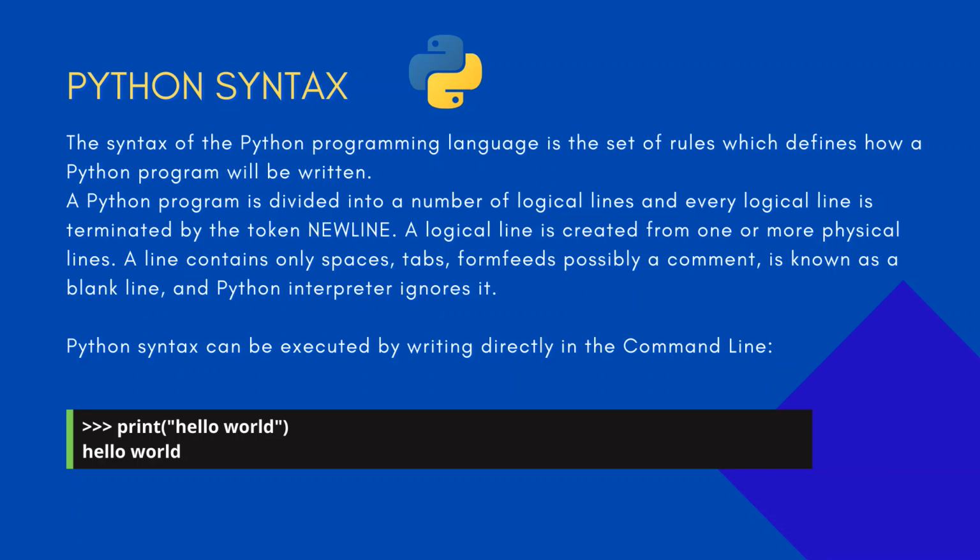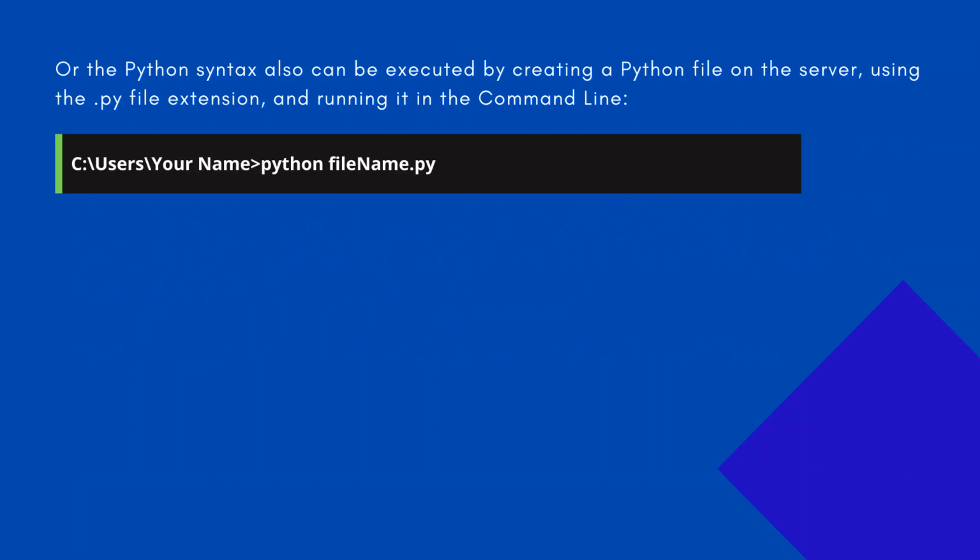A line containing only spaces, tabs, form feeds, and possibly a comment, is known as a blank line, and the Python interpreter ignores it. Python syntax can be executed by writing directly in the command line, like the given code sample. Or Python syntax can also be executed by creating a Python file on the server, using the .py file extension, and running it in the command line, like the given command.